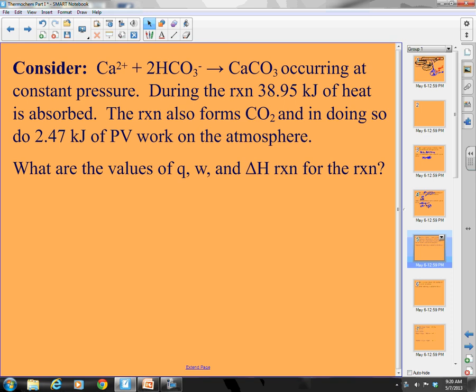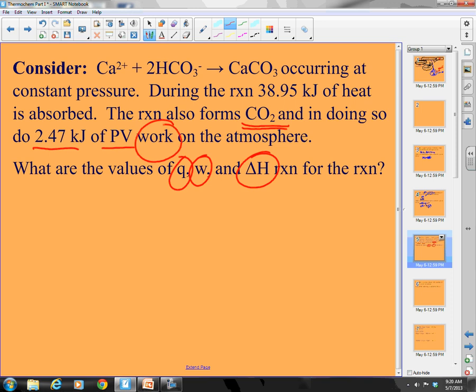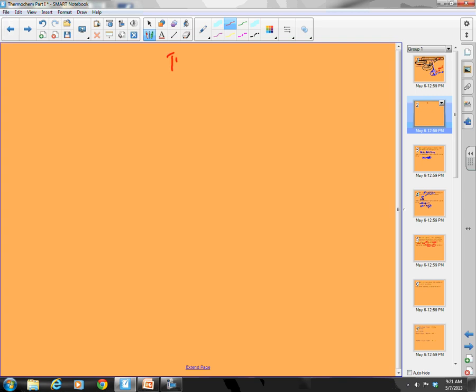Now, what's kind of interesting is this reaction also forms some CO2, and in doing so, 2.47 kilojoules of PV work is done on the atmosphere. And we want to know the values of Q, W, and delta H. Okay, well, I think there's some terms that we need to learn a little bit more about, such as work. So let us go back, and we are doing thermochem, right?